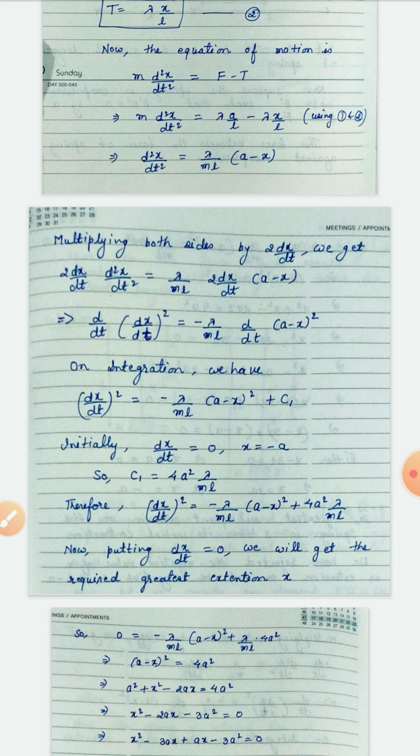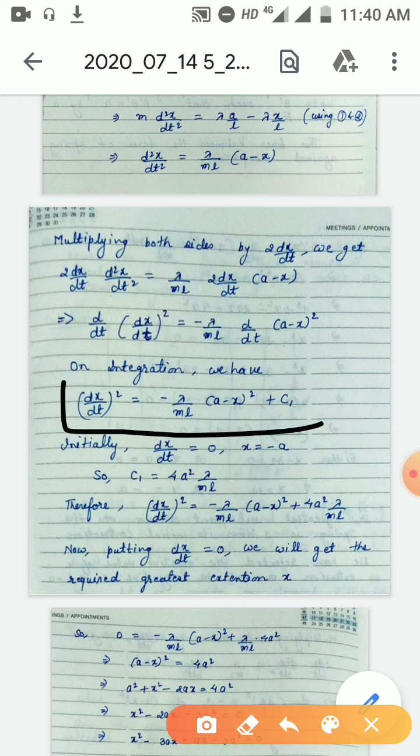So initially dx by dt is 0 and x is equal to minus a, because the spring is moving to the other side. The situation is for compression, so we have taken x is equal to minus a. So from here c1 is equal to 4a square into lambda by ml. Substituting this value here, we will get dx by dt whole square equal to minus lambda by ml a minus x whole square plus 4a square lambda by ml.